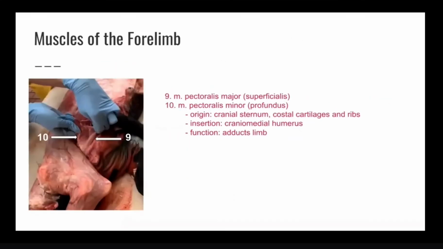and retract the scapula. There are two pectoralis muscles found in the forelimb. The pectoralis major, or superficialis, and pectoralis minor, or profundus. These two muscles share the same origin, insertion, and function. They originate from the cranial sternum and costal cartilages and ribs. They insert into the craniomedial humerus, and their function is to abduct the limb.